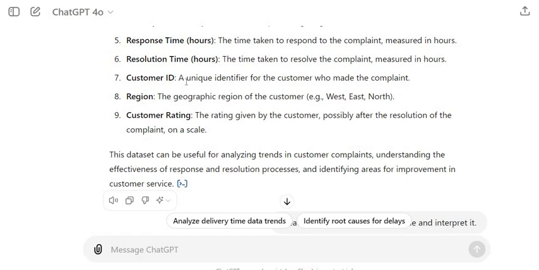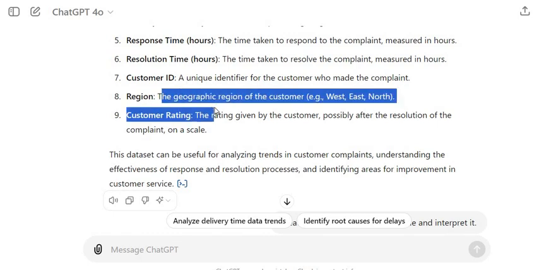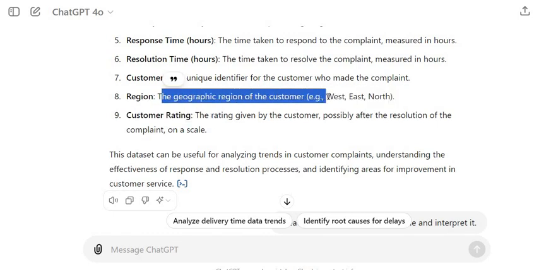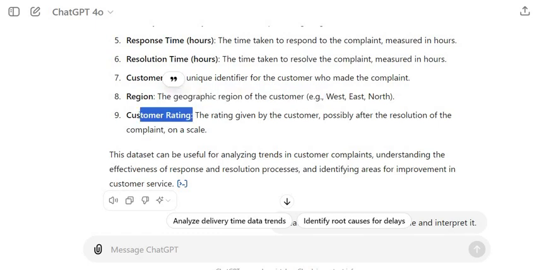Then there is customer ID, then there is region, geographic region, for example west, north, etc. And then there is customer rating. The rating given by customer, possibly after the resolution of the complaint, on a scale. Yes, it is the rating provided by the customer after the resolution of the complaint, which shows how satisfied or dissatisfied a customer was. Okay.